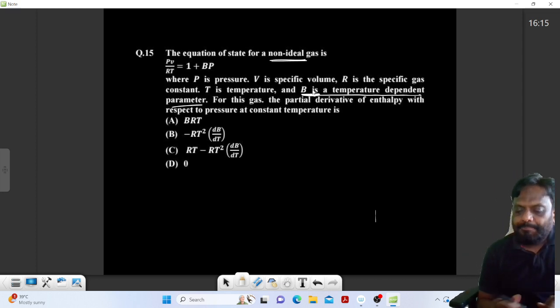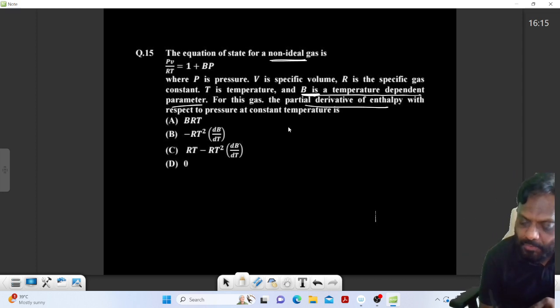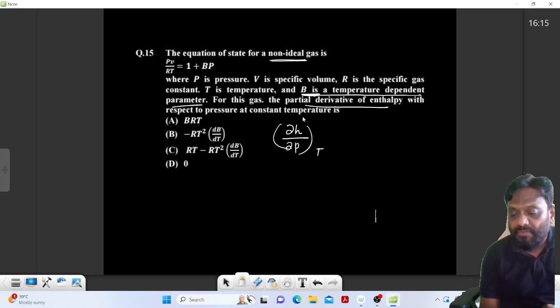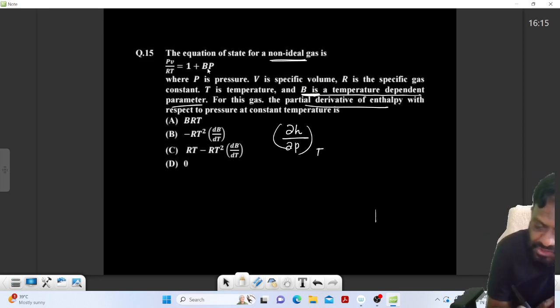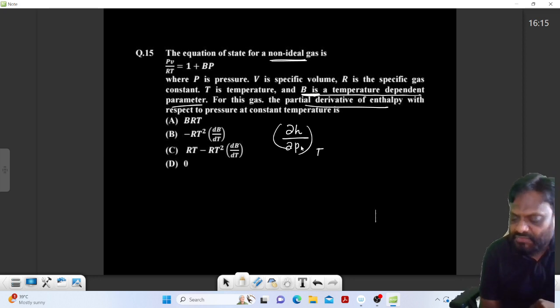For this gas, the partial derivative of enthalpy with respect to pressure at constant temperature, this value is asked. For this gas, which is following this relationship, the partial derivative of enthalpy with pressure at constant temperature, this is asked. Very nice question, sir. He is asking this value.